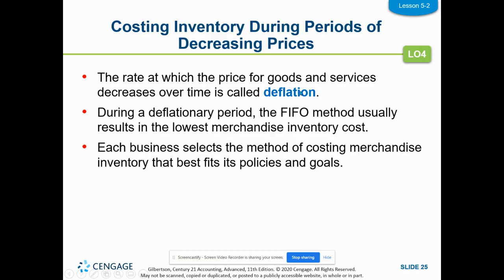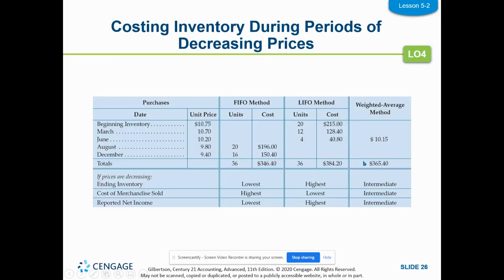So deflation results in that lower merchandise inventory cost. So we're going to look at what deflation, when the prices are decreasing, does. When we have deflation, the FIFO method reports the income as the lowest. It reports the income as the highest under LIFO. And of course, you have weighted average here somewhere in the middle.